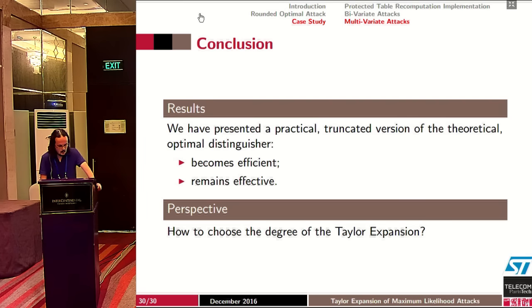In other words, how to choose the degree of the Taylor expansion. Indeed, we have seen that the good choice of the degree of the Taylor expansion will depend on several parameters, such as the noise variance, the dimension of the attack, and also, of course, the parameters of the countermeasure. So we can imagine that it will be a trade-off between effectiveness and efficiency to choose the good parameter, and an interesting task will be to do this for a generic countermeasure implementation.